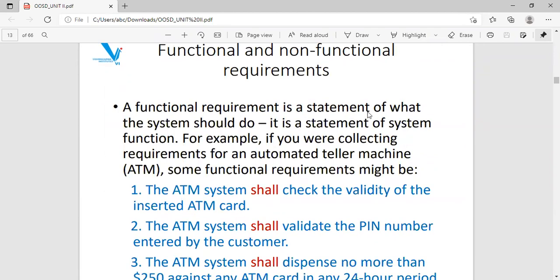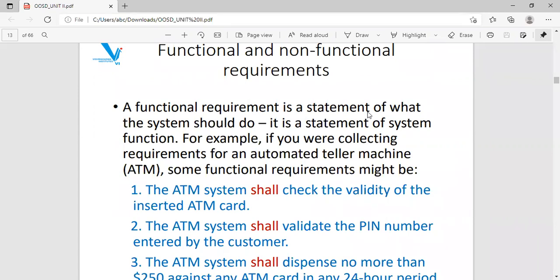We have seen for our first assignment that we identified the problem statement, and we identified what exactly the functional requirements of my system are and what the non-functional requirements are. Everybody knows this concept from software engineering, right? A functional requirement is a statement of what the system should do. Here I will explain one example of an ATM machine. It is a statement of what exactly the functionality of my system is.